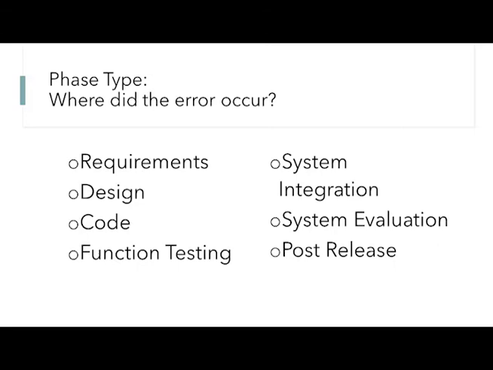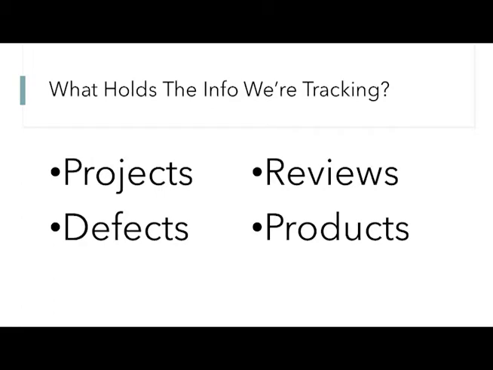Our database consists of phase type, which is the area of where the error in the code occurred, such as requirements, design, code, integration, function testing, system integration, system evaluation, and post-release. We also have projects, defects, reviews, and products. These four act in a way as products contain information for what projects are in work for this certain product, and defects and reviews are then connected to each project.